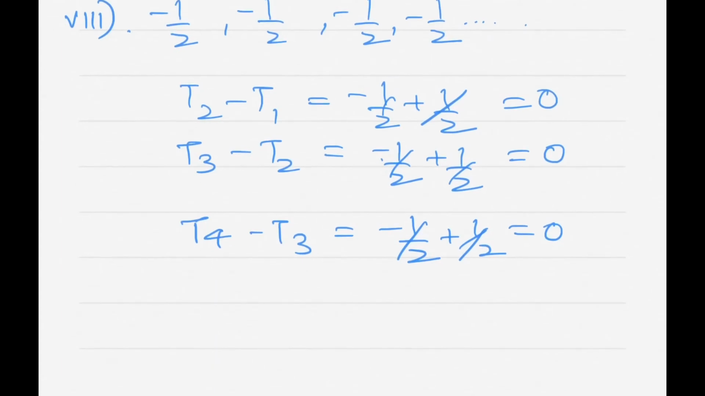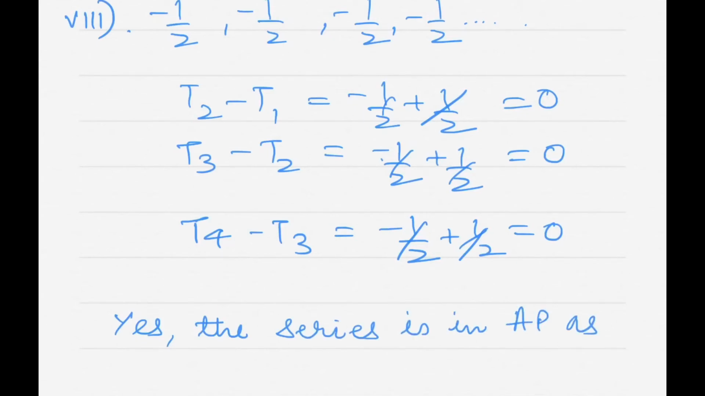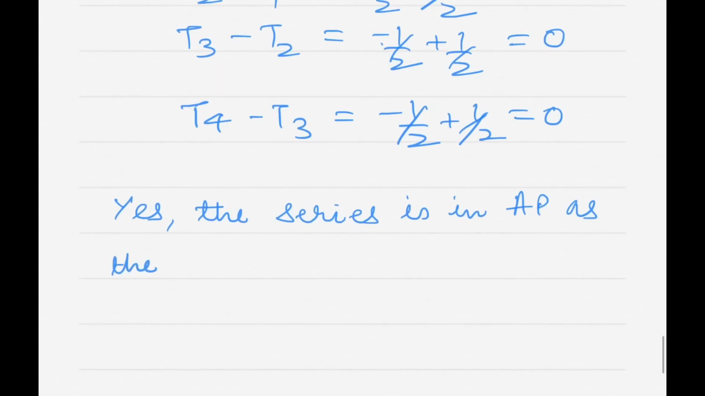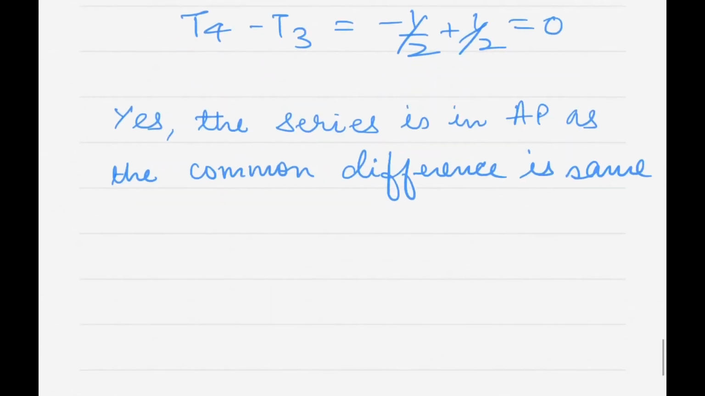So it's same. So here we know that common difference can be 0 also. So yes, the given series is in AP, as the common difference is same. And what is that? So my D is equal to 0. Okay, you can highlight it also sometimes. So D is equal to 0 because my answer is this.